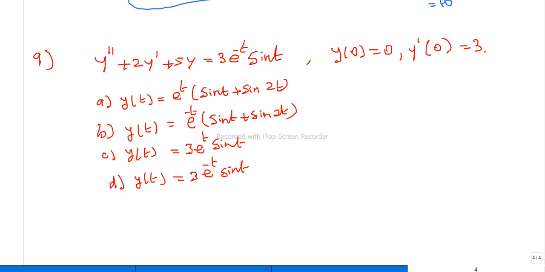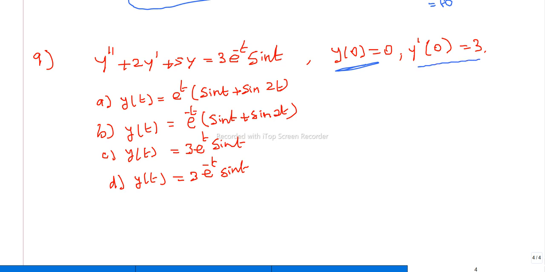Now quickly we can omit some options. You have to check if you substitute t equal to 0, that should be 0. But is everything satisfied? Because all the terms contain sin, and sin 0 is always 0, it is a difficult task to eliminate options this way.